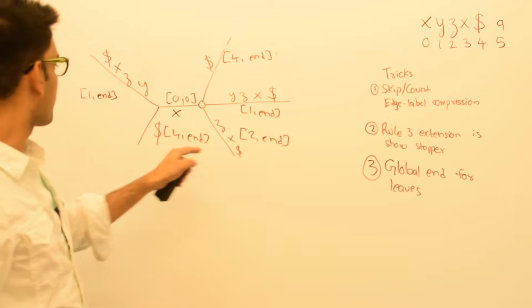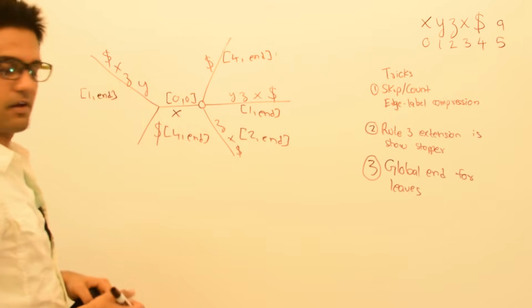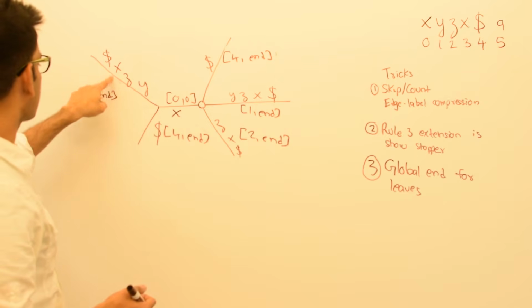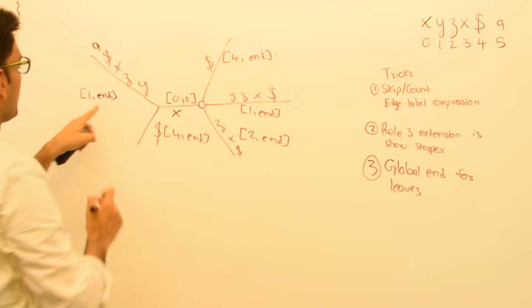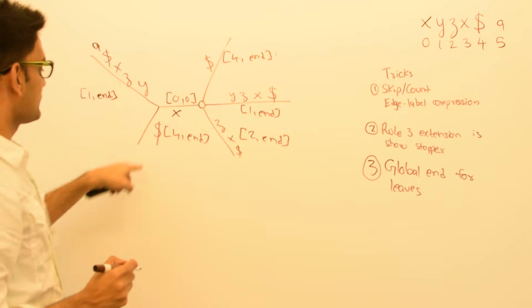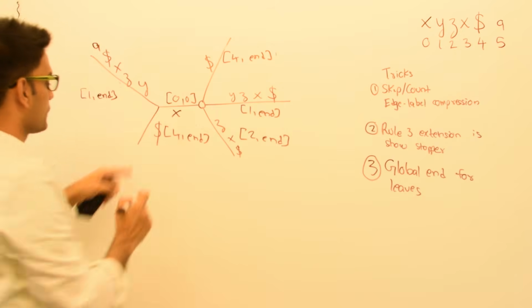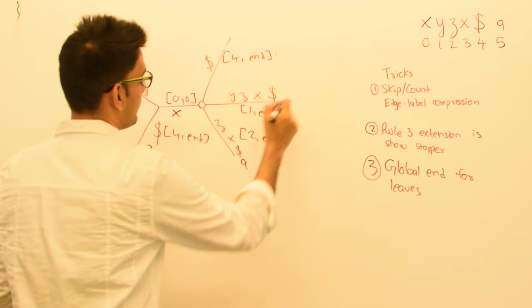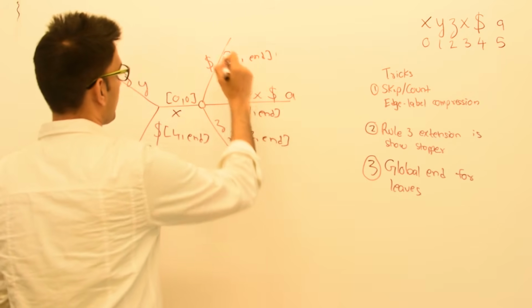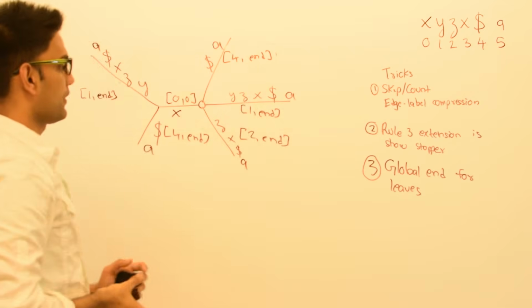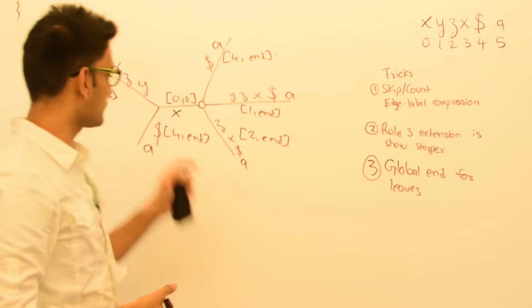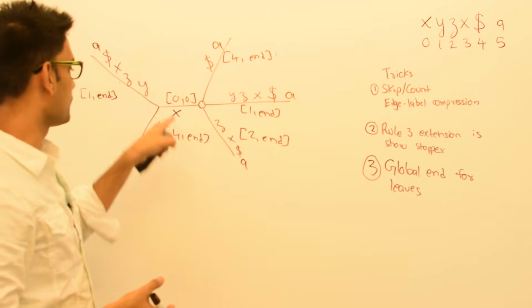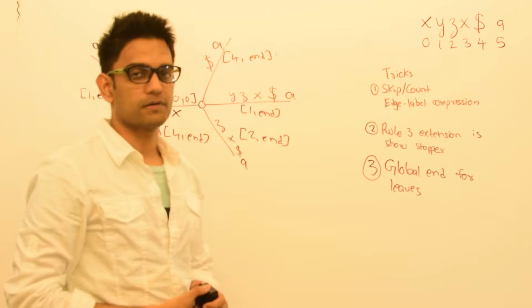So if my end is 5, this edge is really representing y, z, x, dollar, A, since my end is 5, 1 to 5. This edge is really representing 4 to 5, so dollar A. This edge is representing zx, dollar A. This is representing y, zx, dollar A, and this is representing dollar A. So this is only applicable for the leaf nodes, not for the internal nodes.